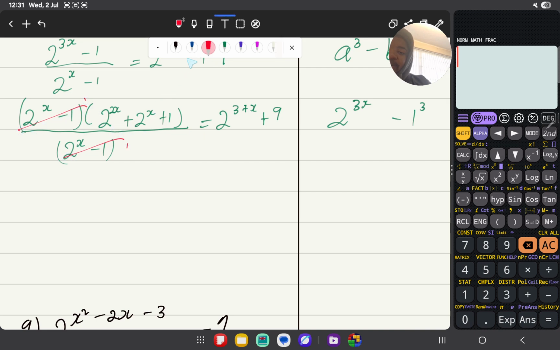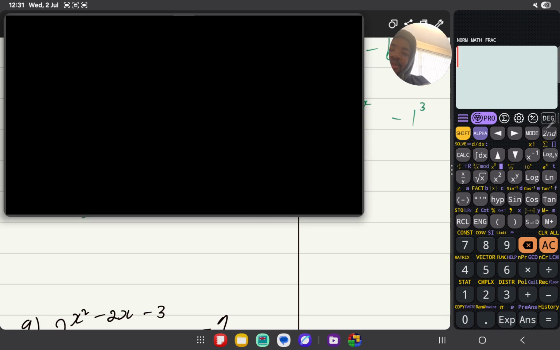You have 1, you have 1, 2 to the power of 2x plus 2 to the power of x plus 1, 2 to the power of 3 plus x plus 9. And then look at this, I'm getting 8. 2 to the power of 2x plus 2x, 2 to the power of 3 plus x.